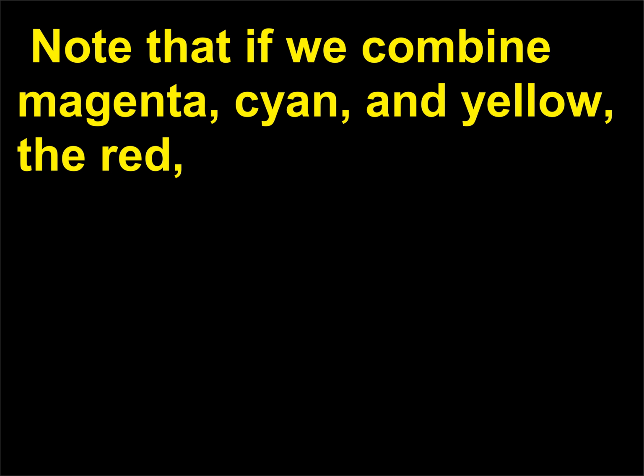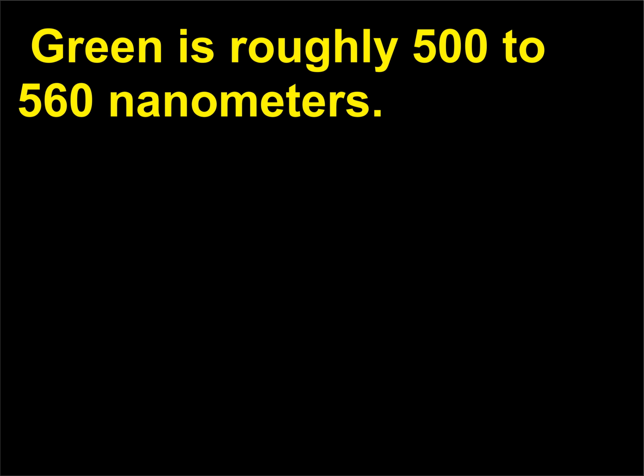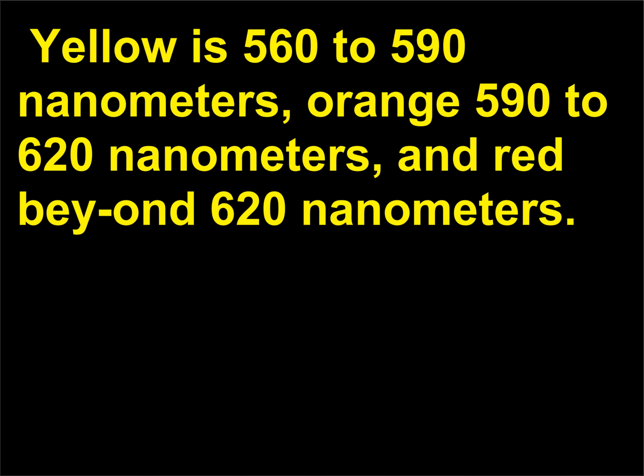Note that if we combine magenta, cyan, and yellow, the red, green, and blue are all removed, leaving nothing, that is, black. Blue is light in the range of 400 to 500 nanometers. Green is roughly 500 to 560 nanometers. Yellow is 560 to 590 nanometers, orange 590 to 620 nanometers, and red beyond 620 nanometers.